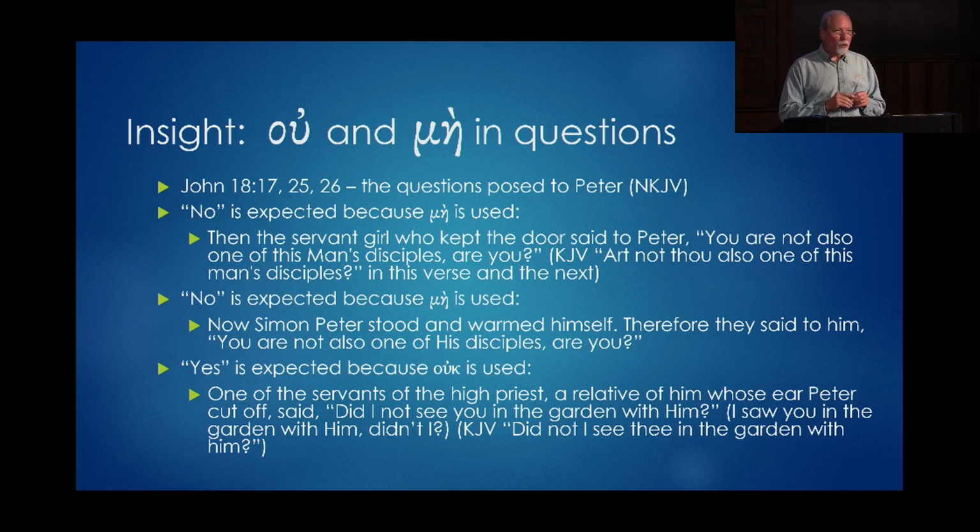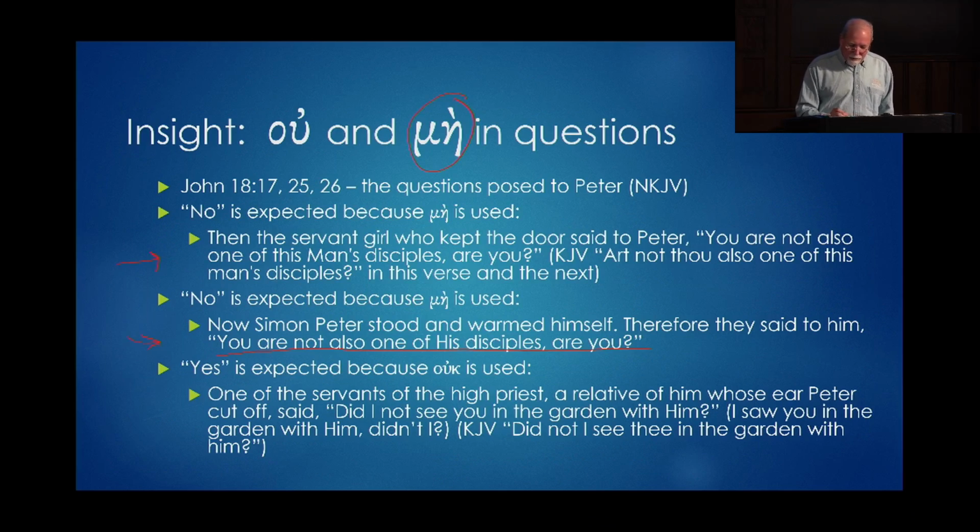What a crafty way to be used by the devil to lure him in to giving a no answer. Well, you're not one of his disciples, are you? Well, no, of course not. It was easy because that was what was expected. That was the expected answer. The next verse. Now Simon Peter stood and warmed himself. Therefore they said to him, you are not also one of his disciples, are you? And so we can tell from this that μή is the word being used in both of these verses. μή is being used and they're expecting a no answer.